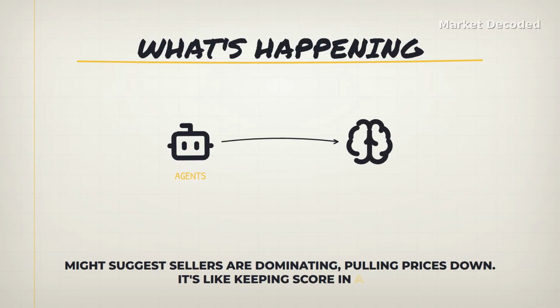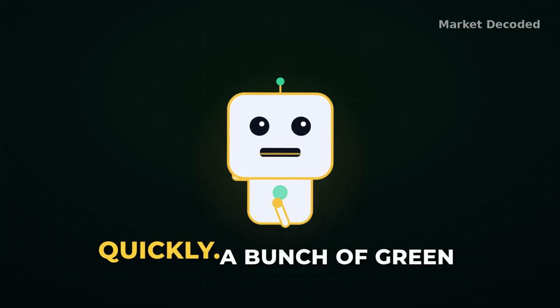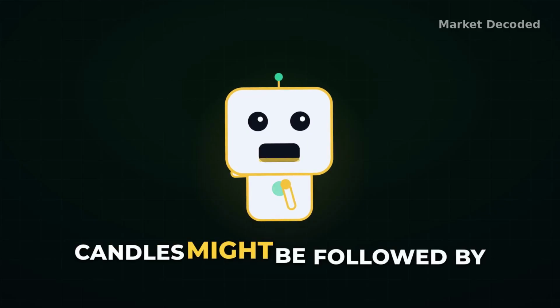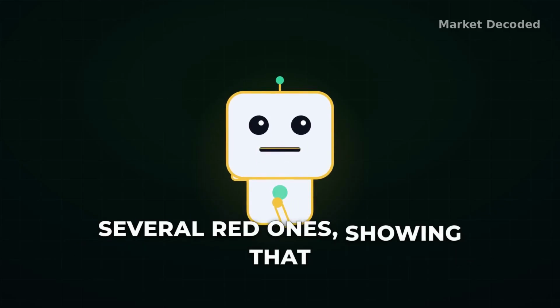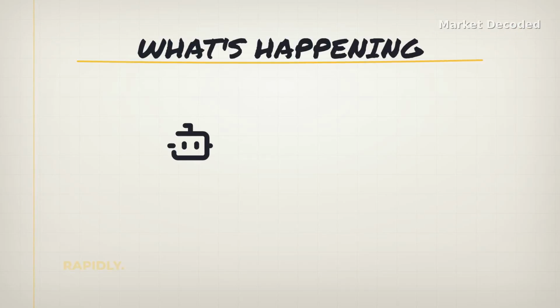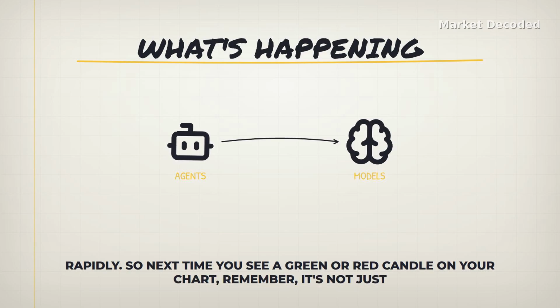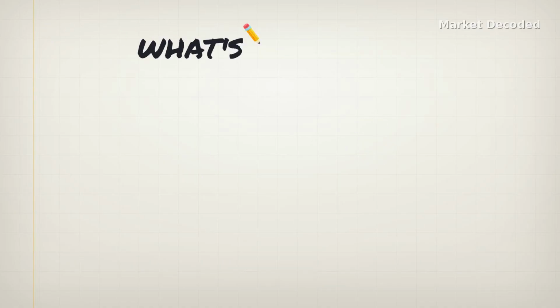It's like keeping score in a tennis match. Each point, or candle, tells you which player is currently ahead. And just as in sports, sometimes the game can turn quickly. A bunch of green candles might be followed by several red ones, showing that market sentiment can change rapidly. So next time you see a green or red candle on your chart, remember, it's not just a color. It's a signal telling you which direction the market has moved and which way it might go soon.